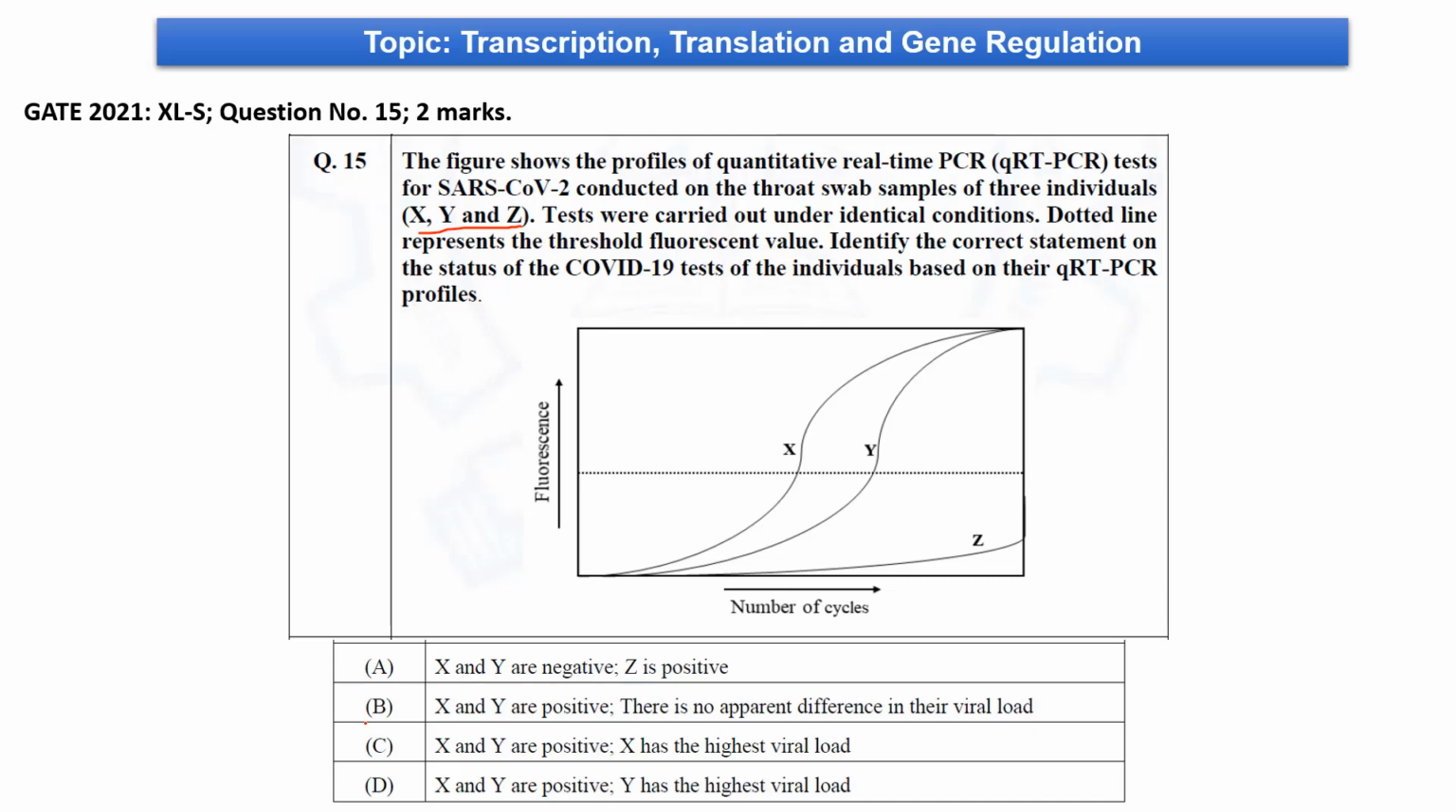The options say that X and Y are negative and Z is positive. Next option, X and Y are positive, there is no apparent difference in the viral load. C, X and Y are positive, X has the highest viral load. D, X and Y are positive, Y has the highest viral load. So, what is the answer to this question?